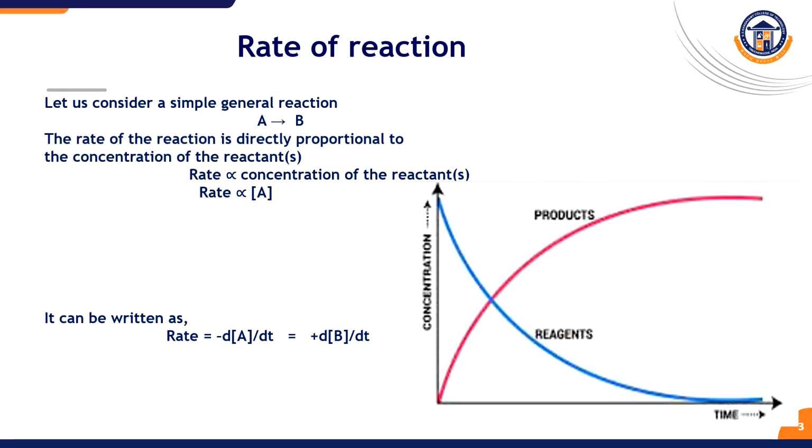So the rate of the reaction is directly proportional to the concentration of the reactant in general, and it can be mathematically represented as minus dA by dt, that is, a change in concentration of the reactant in a small interval of time. This we can also write in terms of the product. There we have to use a positive sign, which indicates that the concentration of the product keeps on increasing.